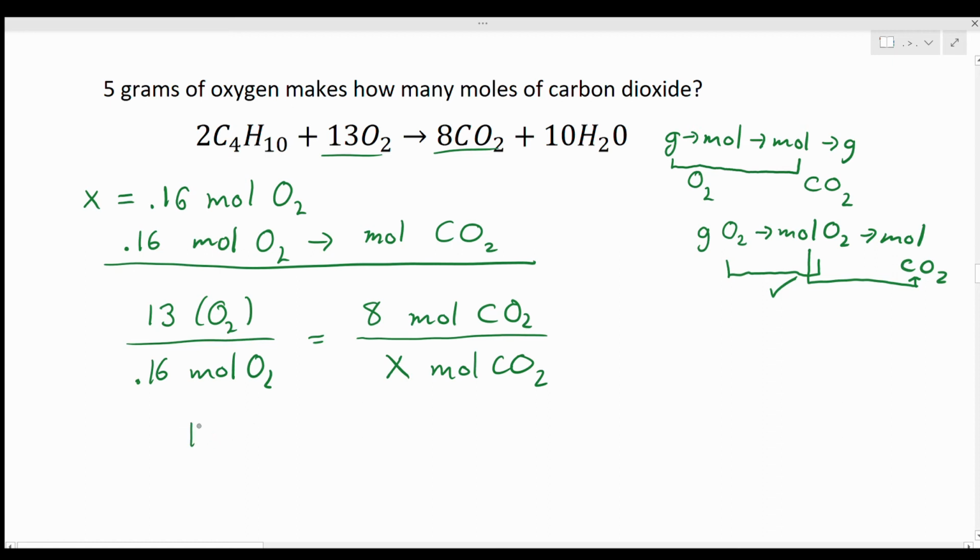Which means we can cross multiply as we have another proportion. So 13 times x is 13x, and is going to be equal to 8 times 0.16, which is 1.28. Dividing both sides by 13, we get that x will equal 0.098. And we know that will be in moles of CO2. And so we have completed this step over here. In conclusion for this question, we know that 5 grams of oxygen will make 0.098 moles of carbon dioxide.